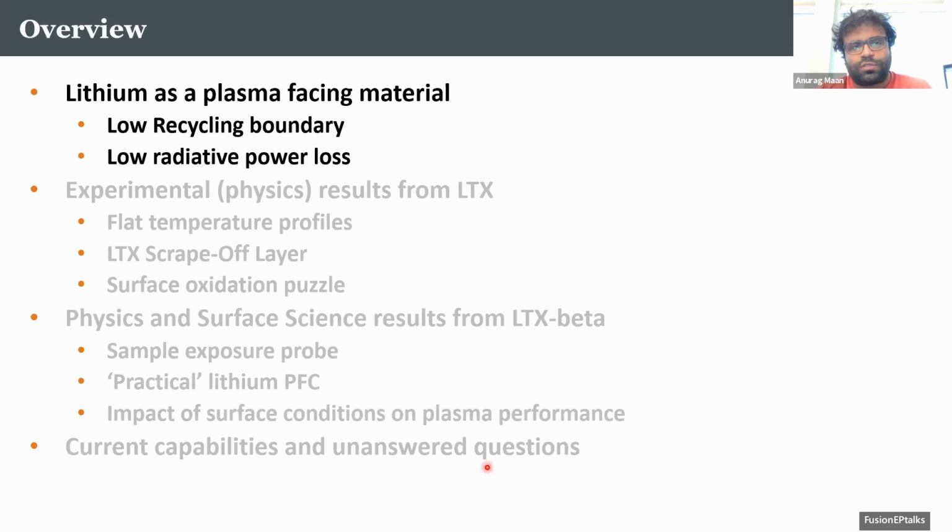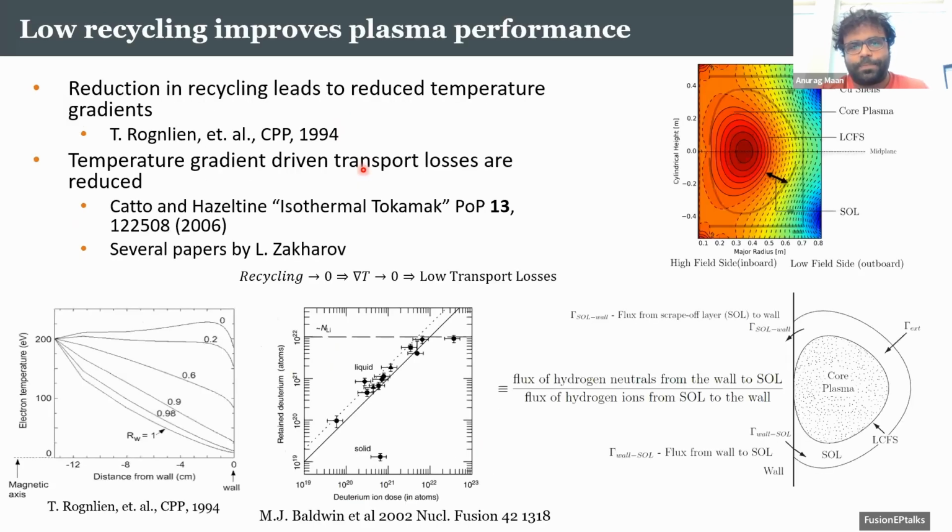Okay, so lithium is special because it has two properties. It can reduce recycling by retaining hydrogen, and because it's a low Z material, it can reduce radiative power loss. Before I go any further, just to remind people who might not be familiar with this terminology, when I say recycling throughout the talk, I'm talking about fuel recycling, not material recycling. Fuel recycling in this context is just the ratio of the flux of hydrogen neutrals from the wall to the scrape-off layer and the flux of hydrogen ions from the scrape-off layer to the wall.